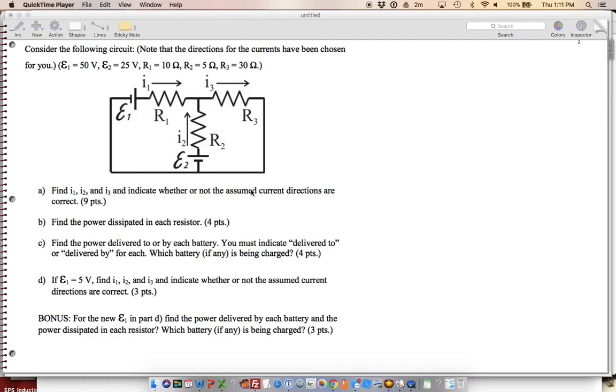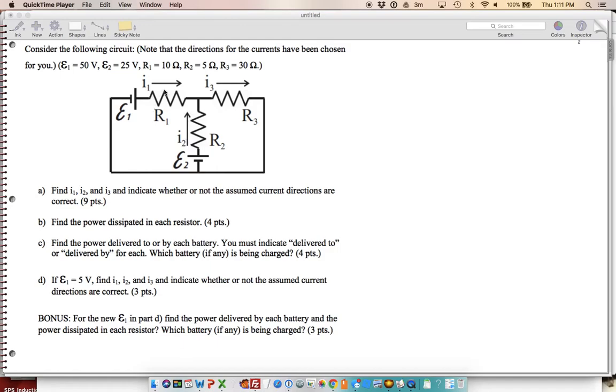Okay, so in this problem, we're going to figure out the currents. So we need to know the currents, and we're going to use Kirchhoff's current, voltage, loop law, and the node rule. So let's look at the node rule first. What we can do is look at the arrows of the current, and we know that whatever current goes into a node has to come out.